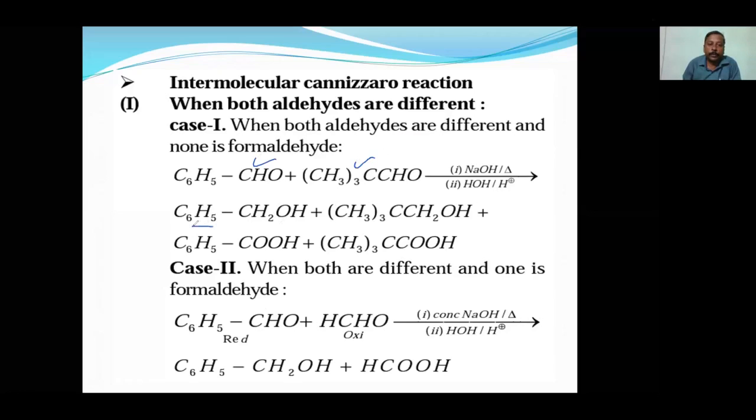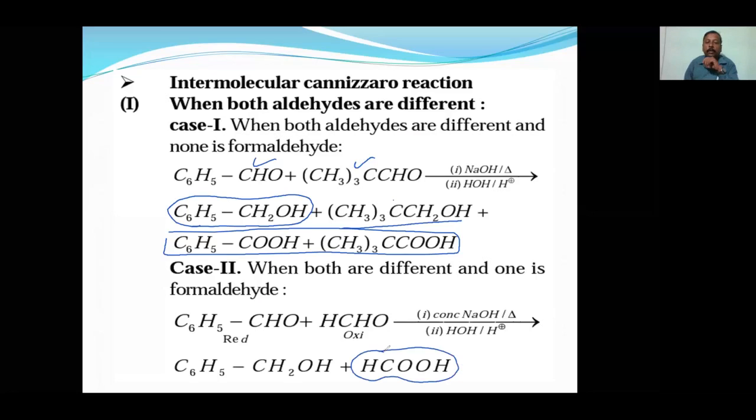So see here, aromatic is converted to alcohol. These types of products are possible. Here this can be converted into carboxylic acid. Is it understood? It is repeated again: when both are different and one is formaldehyde, the smallest one, what will it form? If it is formaldehyde, the smallest is converted into carboxylic acid.